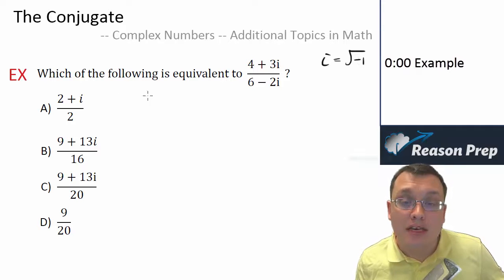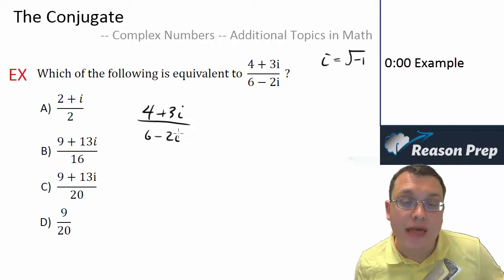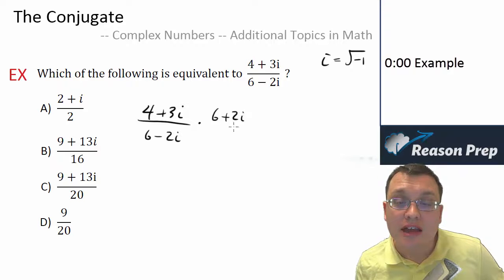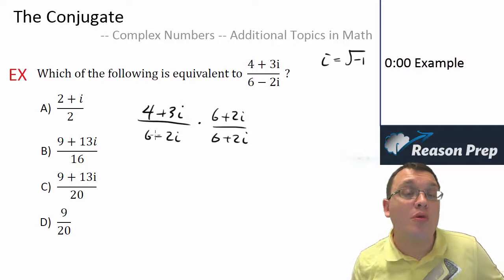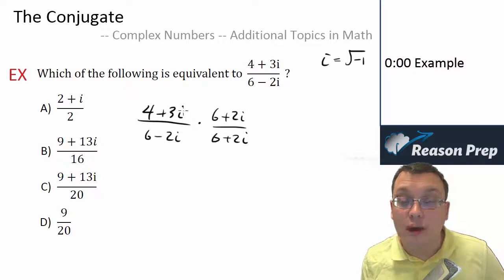So how do we get rid of it here? We do it the same exact way we did it for any other radical. We multiply by the conjugate. Remember, the conjugate is the same thing that's in the denominator. You just switch the sign in between the two terms. So we're going to multiply both the top and the bottom by 6 plus 2i.